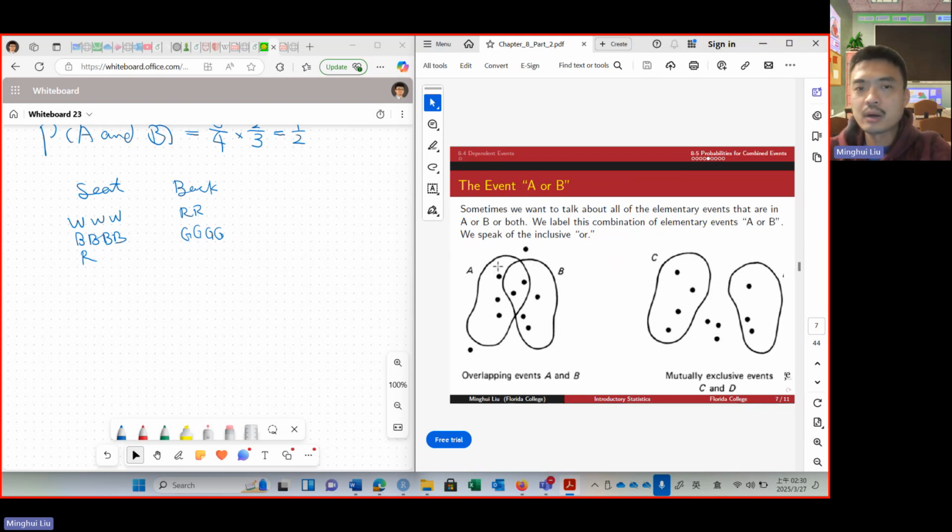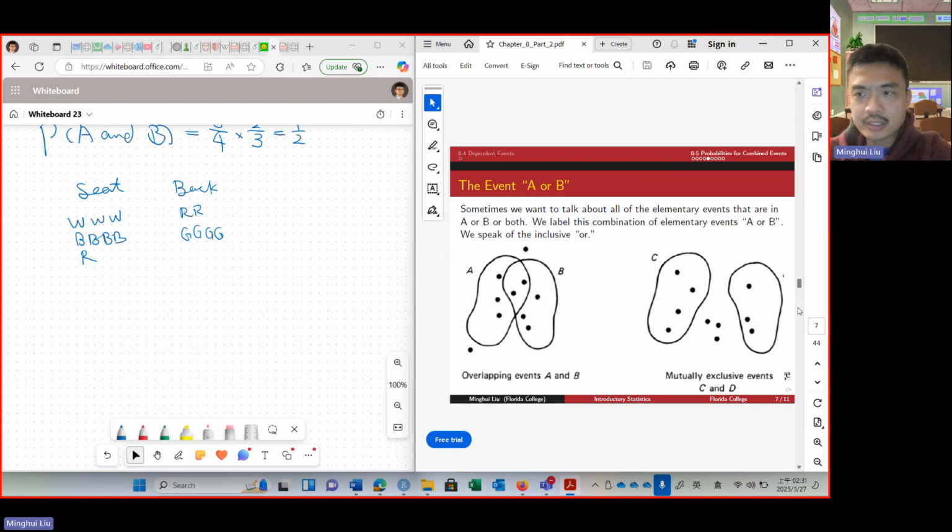Whenever we say A or B, we always mean the inclusive or in mathematics and statistics. In other words, when we say A or B, an element could be in A alone, B alone, or in both A and B. So all these 1, 2, 3, 4, 5, 6, 7, 8 elements are all in A or B. Like in the second example, the C or B consists of those 7 elements, as there are no elements in both A, C, and D.